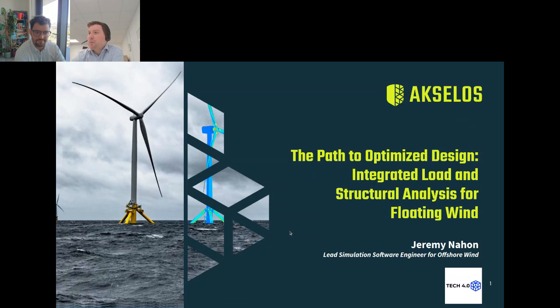Jeremy Nahon leads simulation and software engineering for offshore wind at Akselos. He's here today to talk about the path to optimized design, integrated load and structural analysis for floating wind. Great topic. So over to you, Jeremy.